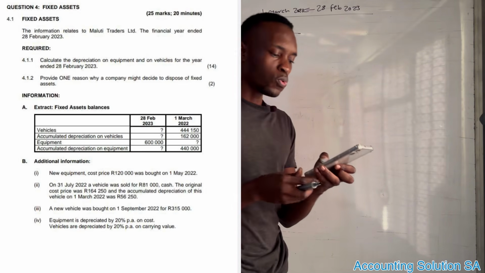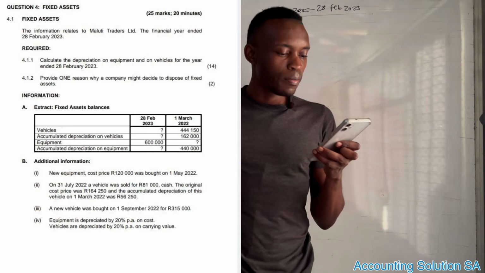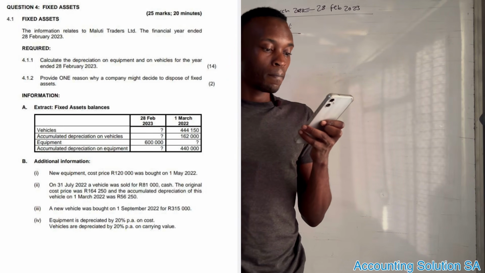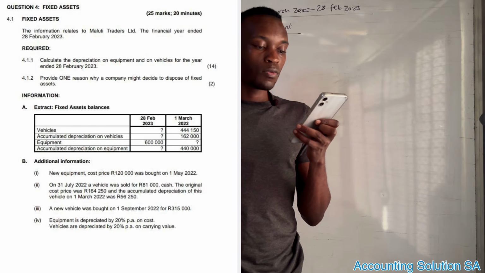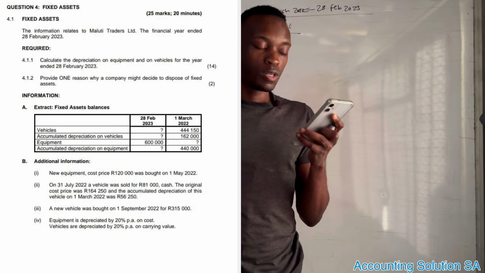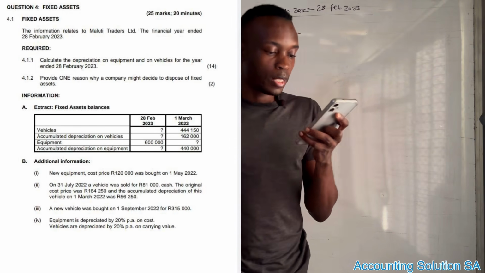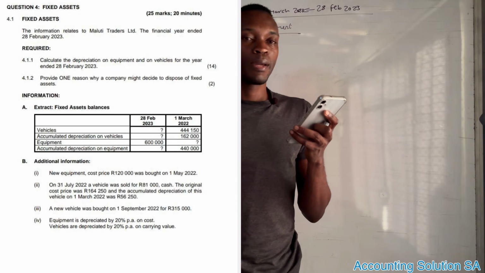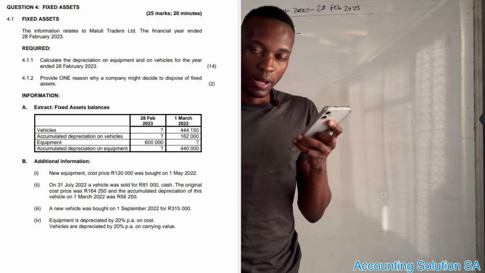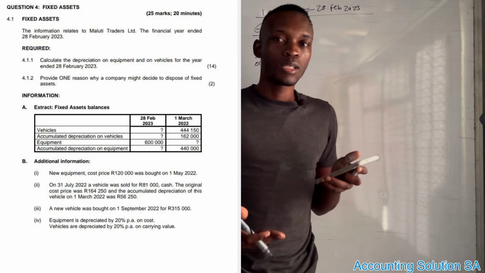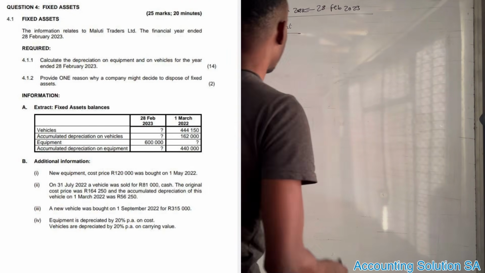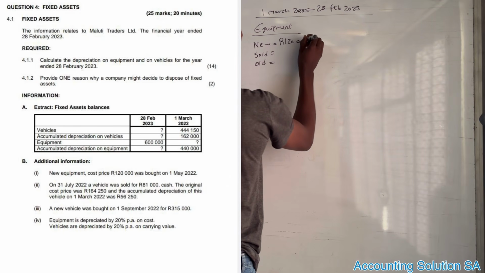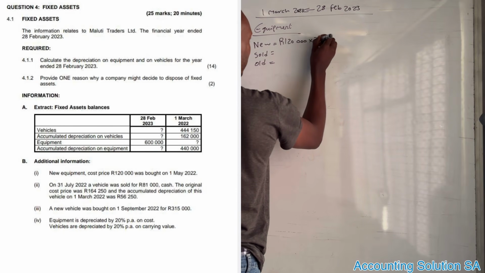Let's focus on the new one only. Do we have a new equipment? Yes. New equipment under additional information number B with a cost price of 120 was bought on 1 May 2022. And they say that equipment is depreciated by 20% per annum on the cost price. Cost price method, we just use the cost price only to calculate depreciation. A new one is 120,000 multiplied by 20%.